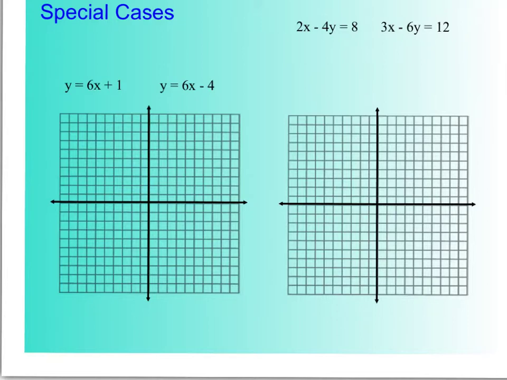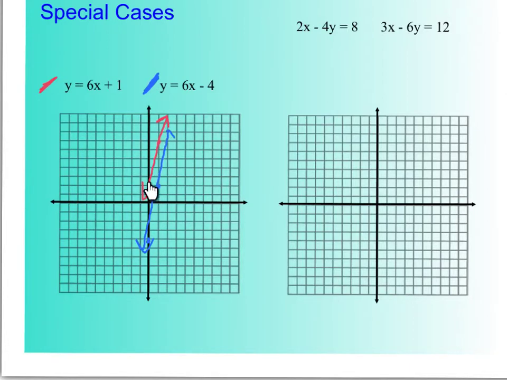Alright, so we practiced using graphing to solve a system of equations. Now I want to show you some special cases where when we graph them we don't get a perfect intersection. I'm going to show you what that looks like. So let's graph these two lines and see what happens. Okay, well, I did my best to graph this. It's hard to use a ruler on the iPad, but anyway, here's my red line. It starts at 1. Goes up 6. Here's my blue line. It starts at negative 4, goes up 6 over 1.